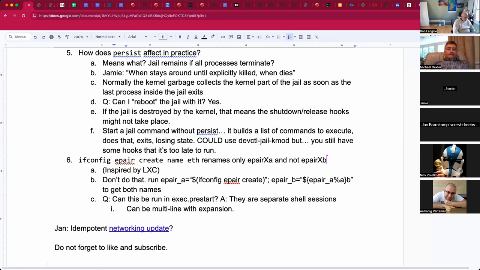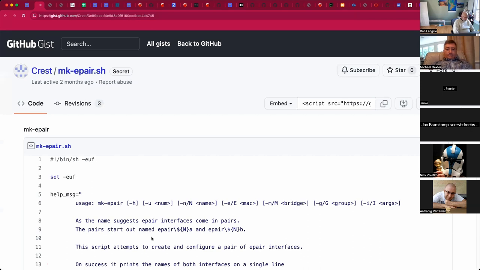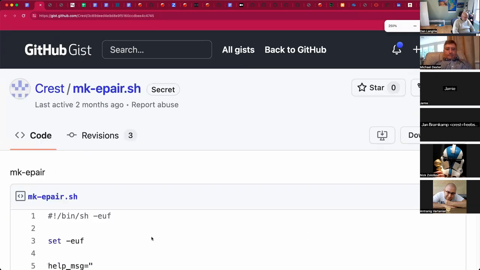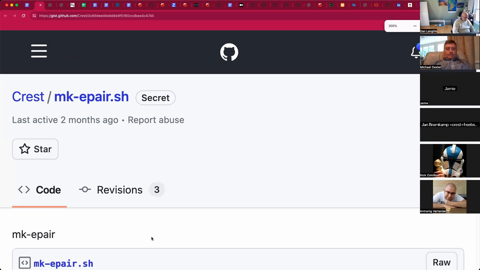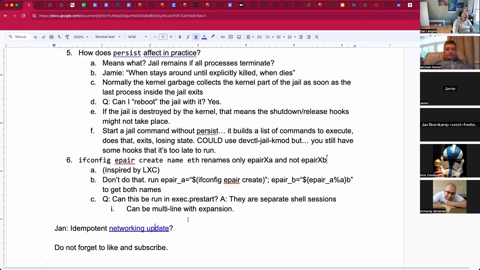I'm trying to find an example. I'm sure we have it somewhere in here, especially the craziness that you used to do with package base. It's somewhere in the minute notes. I'm pretty sure of that. Yes. Michael just opened my gist for the mac-based epair.